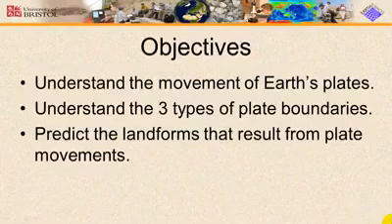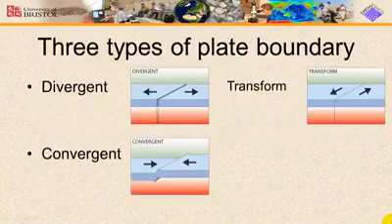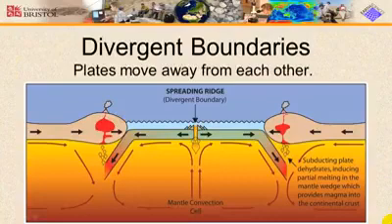This video is going to tell you about the movement of Earth's plates, and you're going to understand the three types of plate boundaries and predict the landforms that result from plate movements. So let's get started. There are three types of plate boundaries: divergent, convergent, and transform.